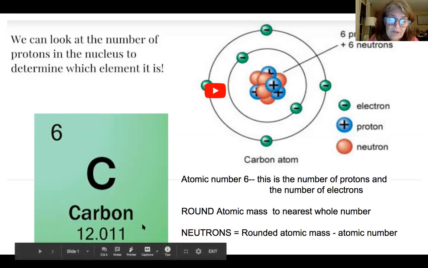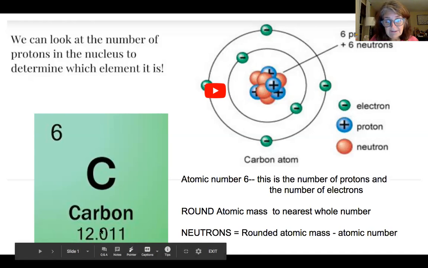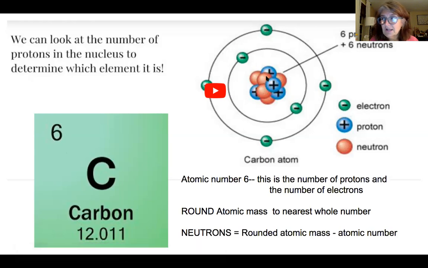So we go down here to something we call the atomic weight or atomic mass. And here it's 12.011. And we round this atomic mass to the nearest whole number. So we see that the nearest whole number to this is 12. If the number following the decimal point is 5 or greater, this would go up to 13. But since 0 is not 5 or greater, we stay with 12. So now we take this rounded atomic weight or mass and subtract from it the atomic number 6. 12 minus 6 is 6, and that is our number of neutrons. So we place 6 neutrons in the nucleus, okay?